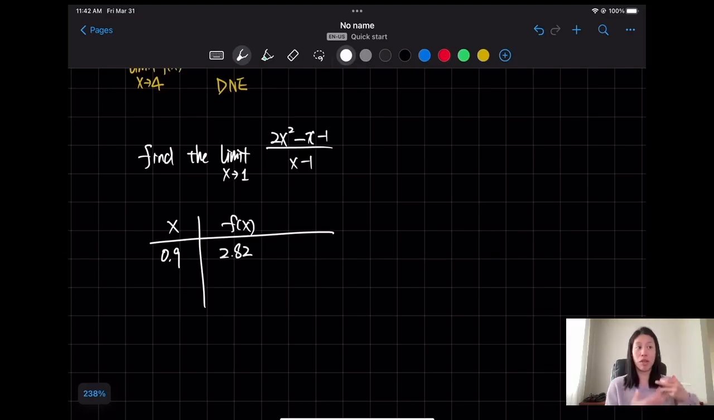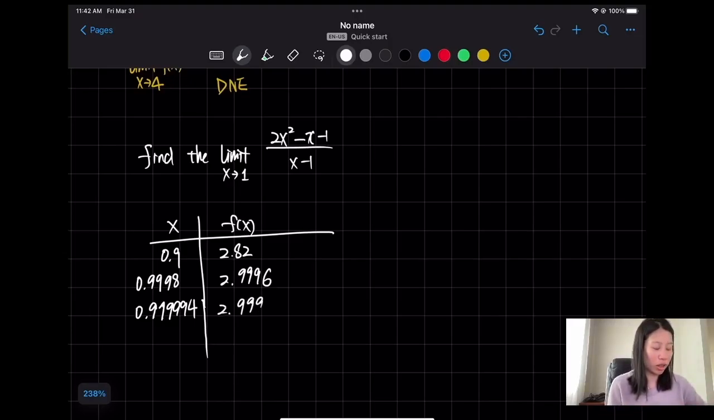Well, we can find a number even closer, such as 0.9998. Then f(x) is going to equal 2.9996. And then we find another number, 0.999994, and then we substitute into the function. As long as it's not 1, as close as possible, the function is still defined. So this is equal to 2.999998. So you may see a pattern right now. As x approaches 1, f(x) is approaching 3, right? So can we say the limit of the function as x approaches 1 is equal to 3?